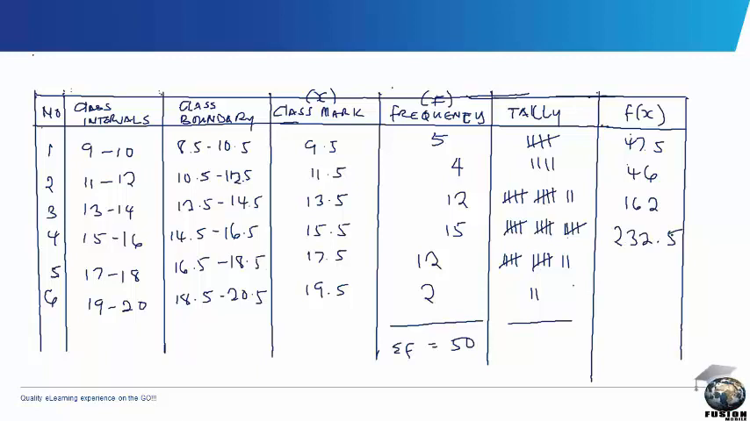Then we have 17.5 times the frequency of 12, we have 210, and then we have 2 times the class mark 19.5, and then we'll have 39. Alright, so we can as well find summation fx to be equal to adding all the numbers there: 47.5 plus 46 plus 162 plus 232.5 plus 210 plus 39, okay, which gives us 737.